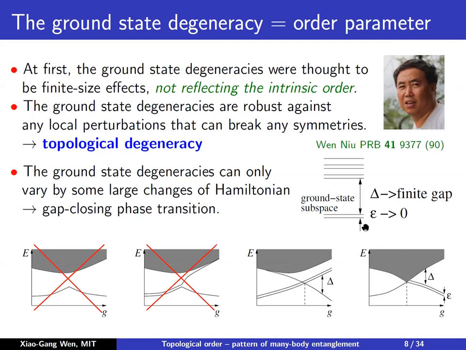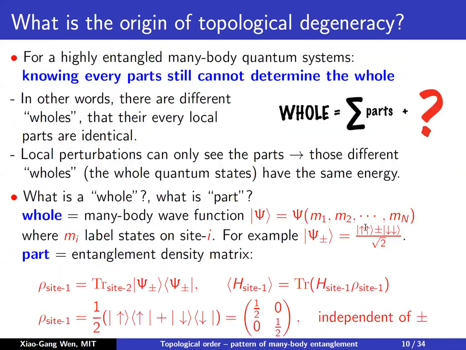Okay, thank you. And this degeneracy really says that knowing every part, we still cannot specify the whole. There are three wave functions which share the same local parts, but as a whole they are different. So this is really the new point of view of topological order. When we introduced this concept, the notion of entanglement was not very popular. I don't think I knew entanglement at the time. If quantum computing had been developed earlier, then maybe we would call it entanglement order, something like that. So it's really the pattern for many-body entanglement.